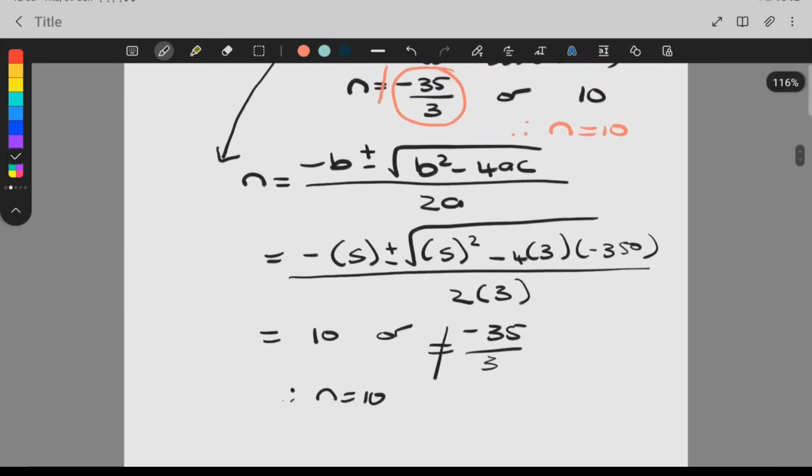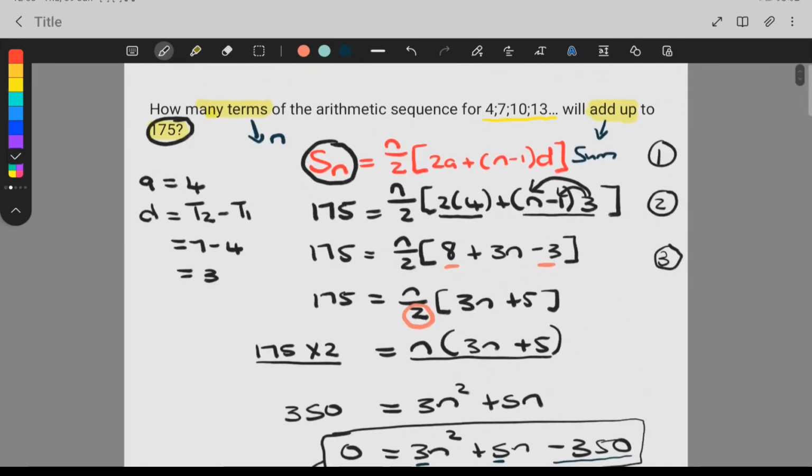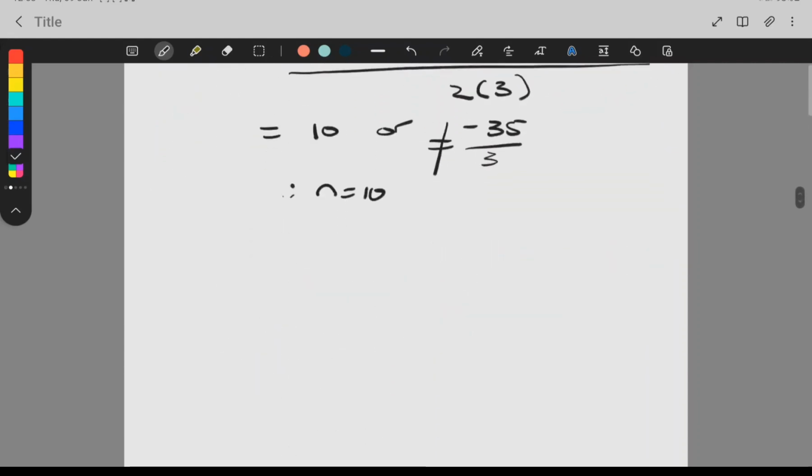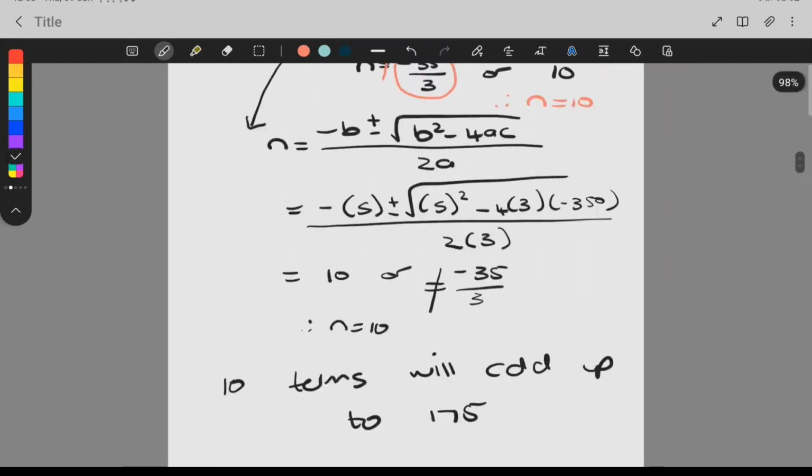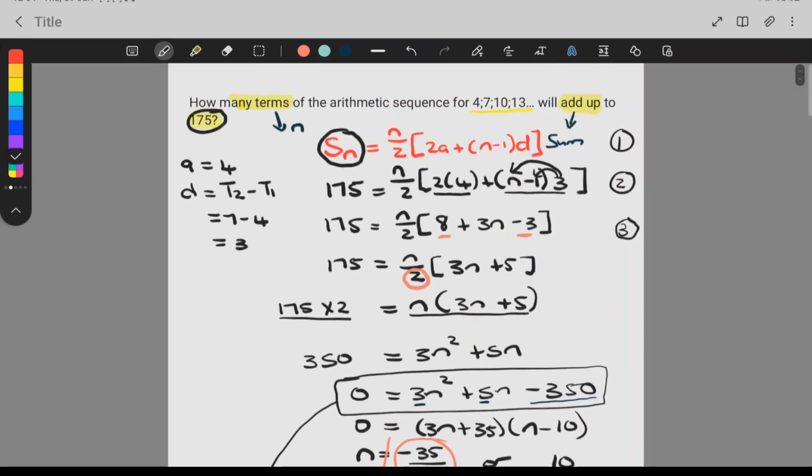So let's look at the question. The question was, how many terms will add up to 175? 10 terms will add up to 175. And so this is what you do when the sum is given.